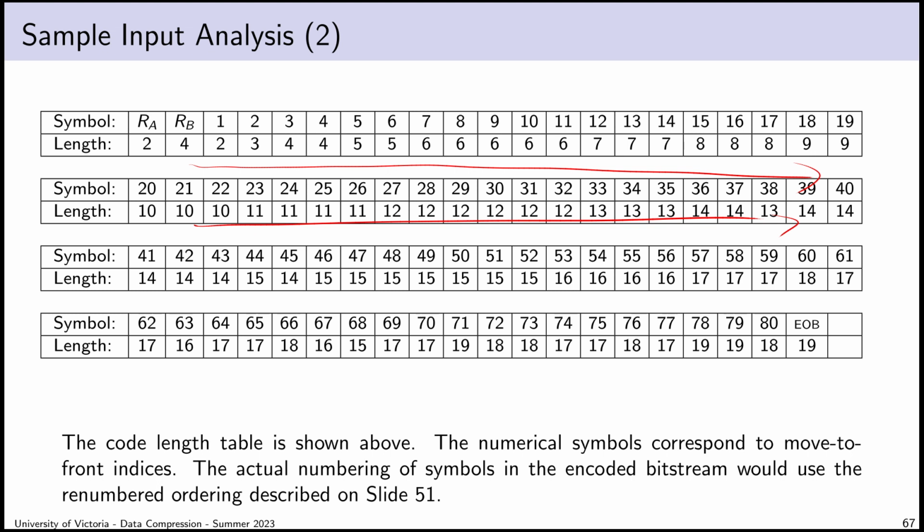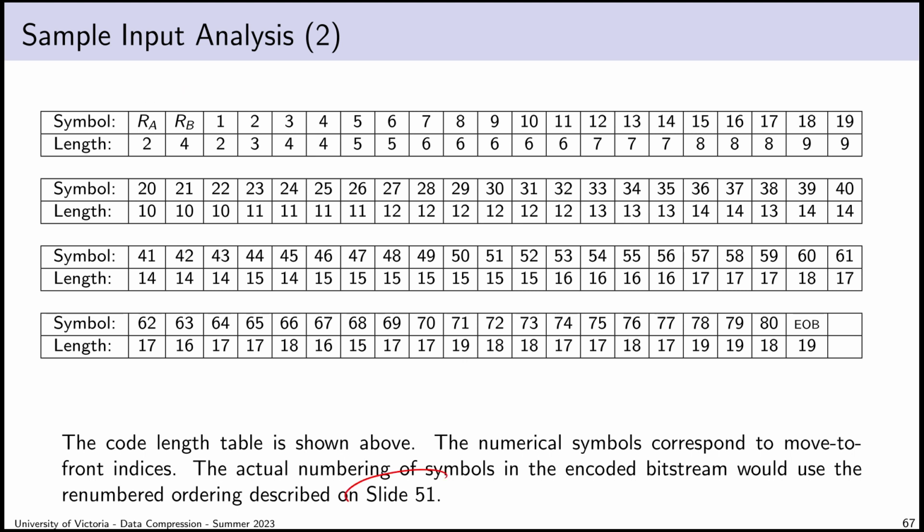And the least common indices are the very large indices, because it's very unlikely you take a character you haven't seen in a very long time and use it again. And then, of course, the end of block marker, which we know occurs only once, is tied for getting the longest code length. Now, the actual numbering of symbols in the encoded bit stream would be numbered as 0, this as 1, this as 2. I've numbered them for the sake of us understanding what they mean.